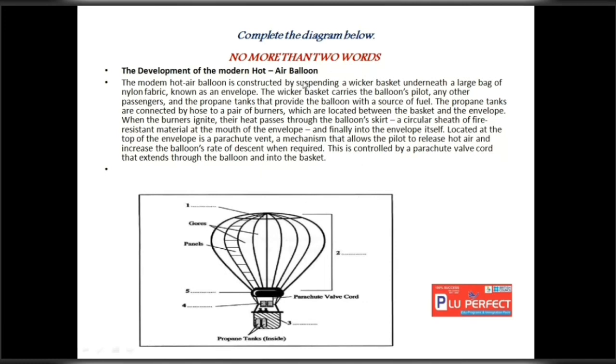Let's move ahead. So the modern hot air balloon is constructed by suspending a wicker basket underneath a large bag of nylon fabric. Nylon fabric known as envelope. So, large bag of nylon fabric known as envelope. So the second answer is envelope.